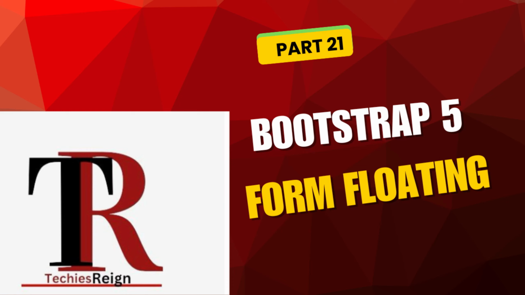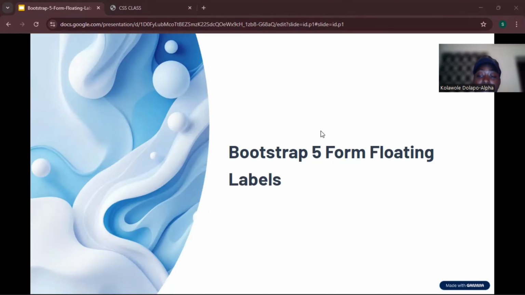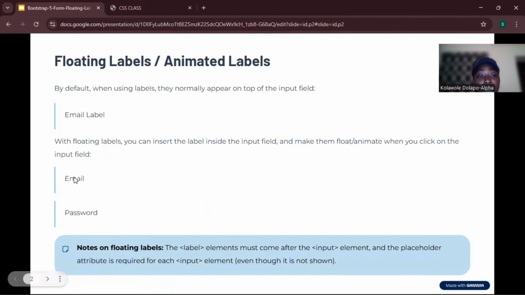In this video, we're going to be talking about Bootstrap 5 forms floating labels. Let's proceed. So floating labels, or animated labels. By default, when using labels, they normally appear on top of the input field. That is the email label. With floating labels, you can insert the label inside the input field and make them float or animate when you click on the input field.